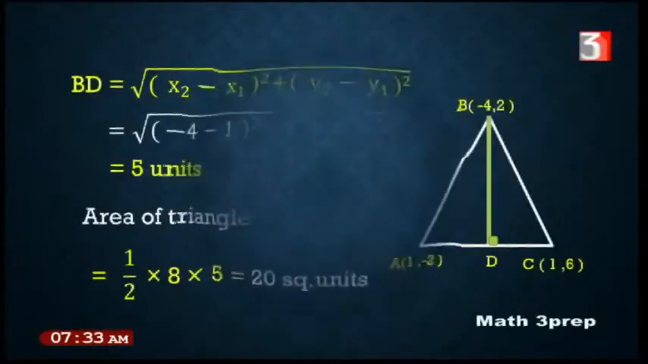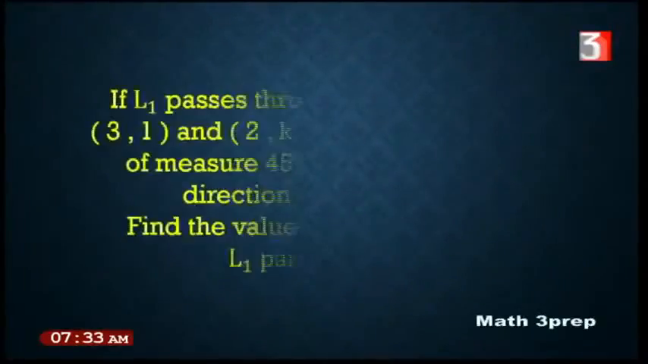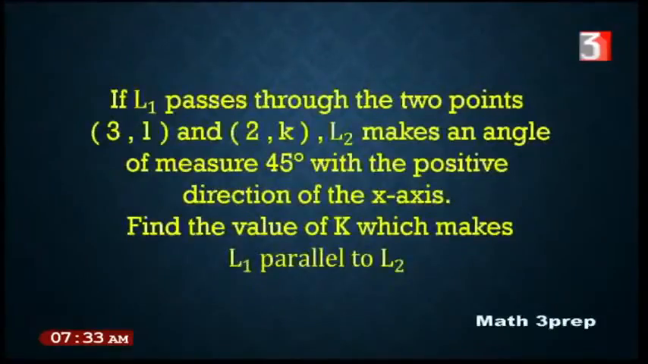Let us have another example. If L1 passes through the two points (3, 1) and (2, k), and L2 makes an angle of measure 45 degrees with the positive direction of the x-axis, find the value of k which makes L1 parallel to L2.